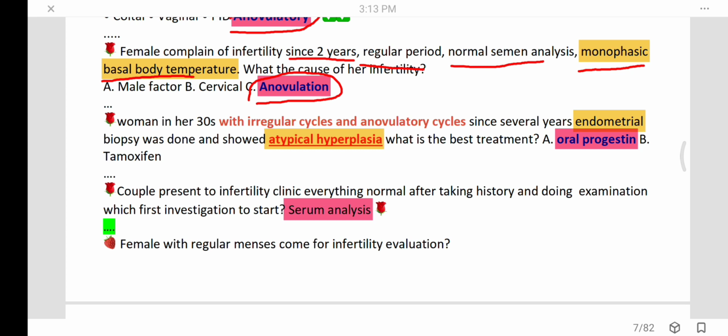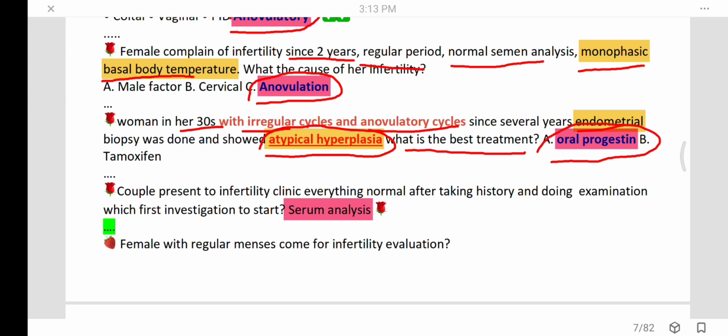So a woman in her 30s with irregular cycles and anovulatory cycles. The question has given you the clue: anovulatory cycles are there. There is also a history of infertility, and the endometrial biopsy shows atypical hyperplasia. So what would be the treatment? Now they are asking for the treatment. The treatment would be oral progesterone.